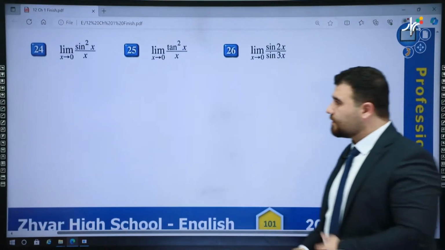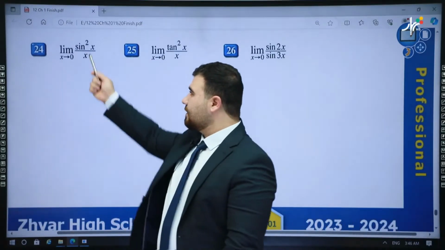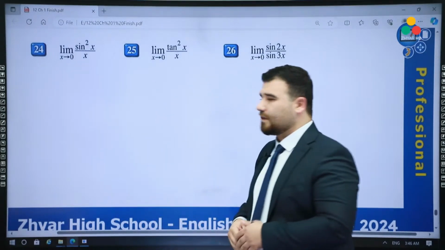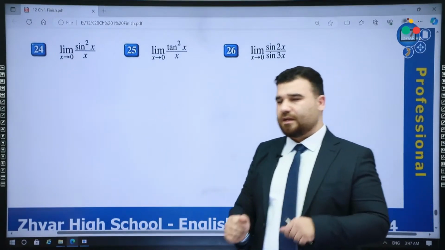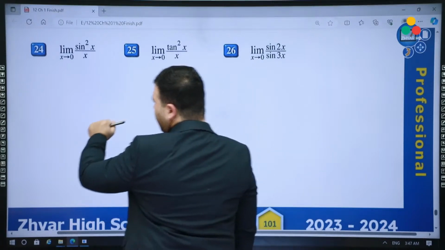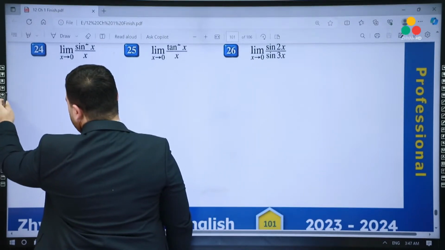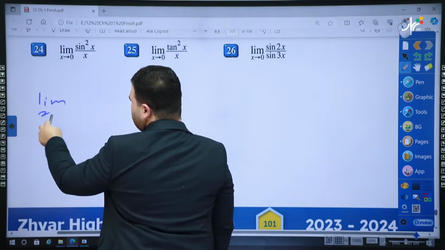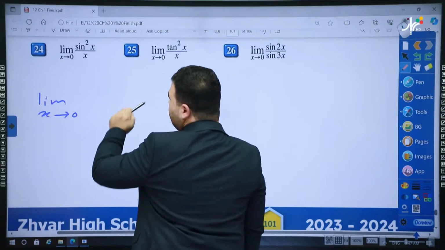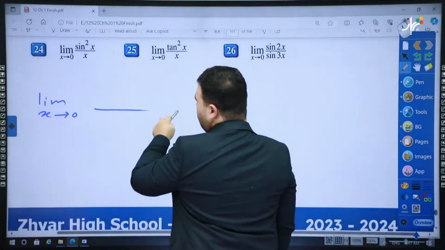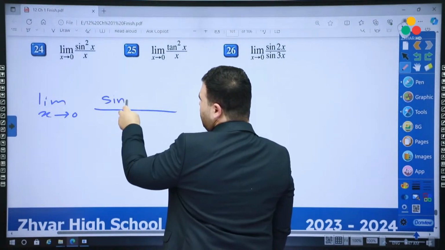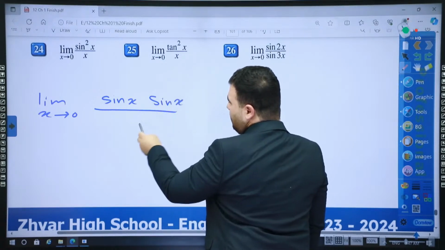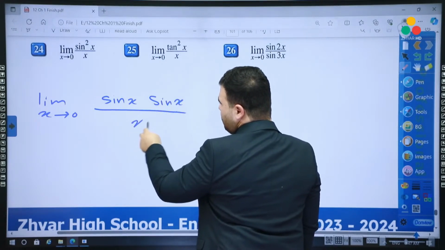More trigonometrics. Here, that is sine squared x. Sine squared x, I can write it as sine x times sine x. Then the limit as x tends to 0. Instead of sine squared, I write sine x multiplied by sine x over x.